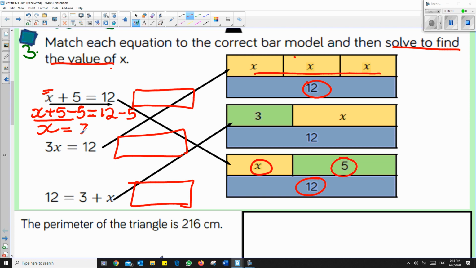Then 3x is equal to 12. This is very simple. We're going to divide 3x by 3 is equal to 12 divided by 3. You divide by 3 both sides. Then the last one, 12 is equal to 3 plus x. So you need to subtract 3 both sides. So write 12 minus 3 is equal to 3 minus 3 plus x. So you get your answer. So x will be equal to 12 minus 3. So you're going to work on that to get the value of x.